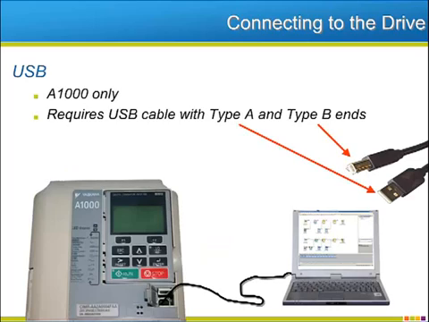The A1000 features a USB port below the keypad. You can connect directly to your PC's USB port without removing the keypad. You will have to install a driver in order to use the USB feature of the A1000. Please visit Yaskawa.com and type USB into the search field. Then scroll down to the Download section to find the correct file. Or simply click the link on this slide.